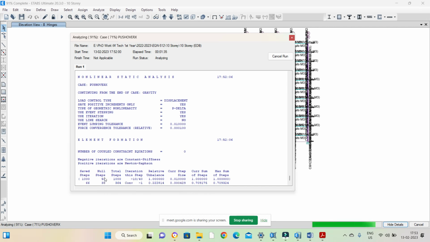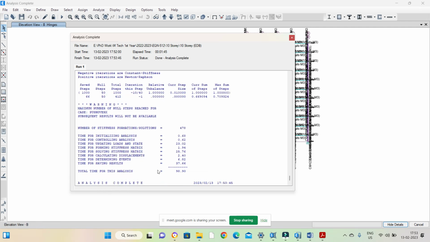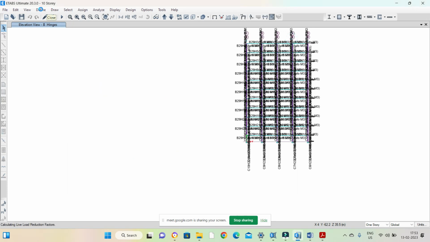So what you can do, you can increase this limit, null step. Similarly this also, total step you can see 1000 is maximum. If it is reaching this 1000, then analysis will get stopped. Okay, so this happens, these things you can modify. Let me show that how you can modify these details, and after that we'll see the results.